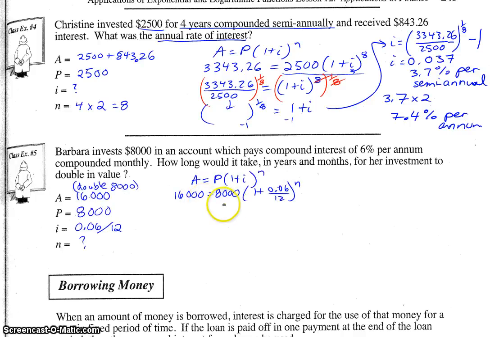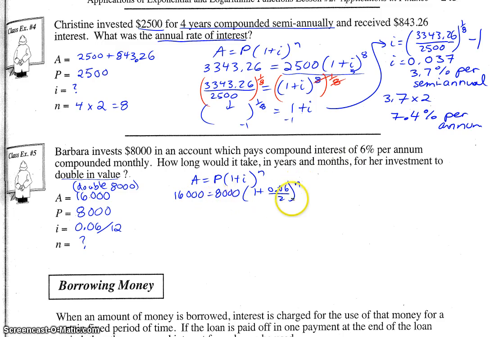Okay, so everyone should have this set up. Please note when it said double in value, that is basically telling us that our final amount A would be double what we started with, which was 8,000, so that would be 16,000. So we should have these numbers plugged in. Now our goal is to solve for n.